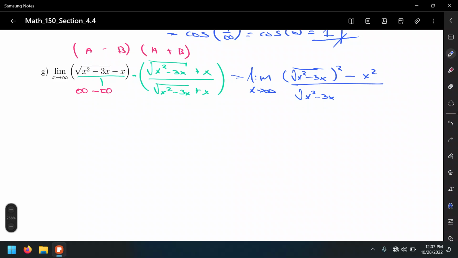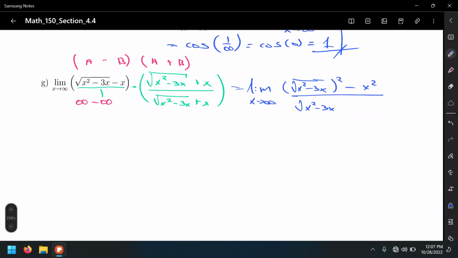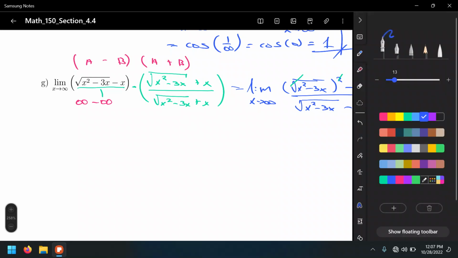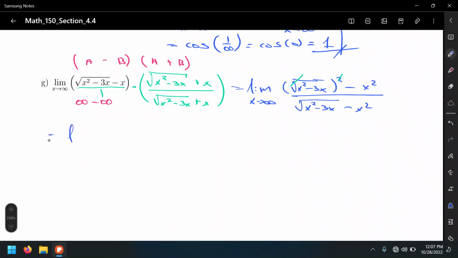Right? So yes, multiply the numerator and denominator by the conjugate, and that's all. Yes, minus x squared and minus x squared. So what's going to happen here? Number one, cancel out the radical. That's going to leave us with the limit of x squared minus 3x minus x squared over this humongous radical here, the square root of x squared minus 3x minus x squared, as x approaches infinity.